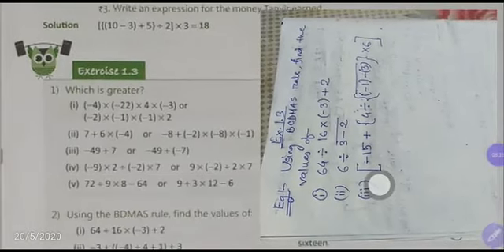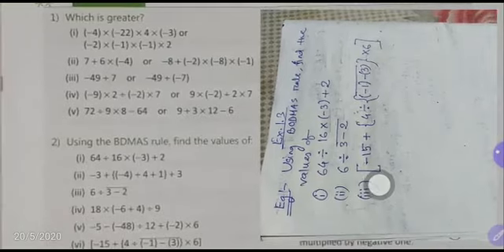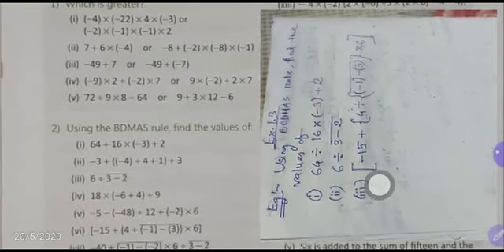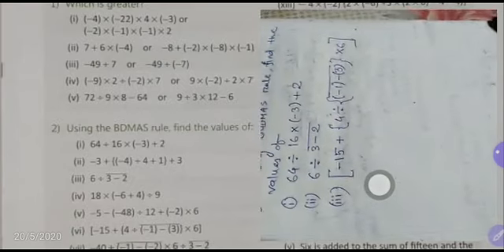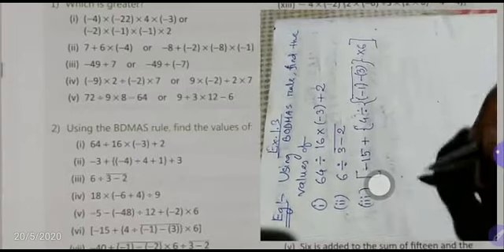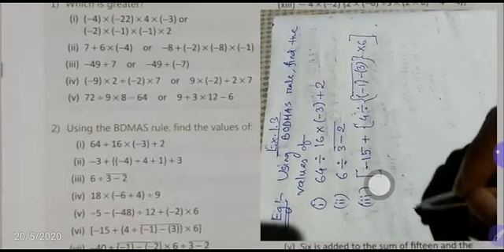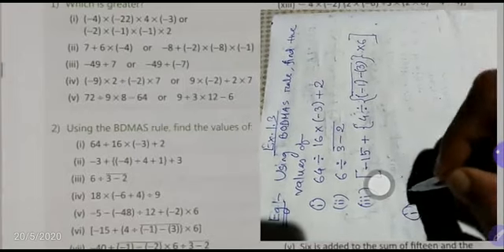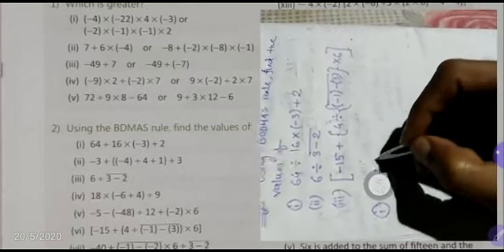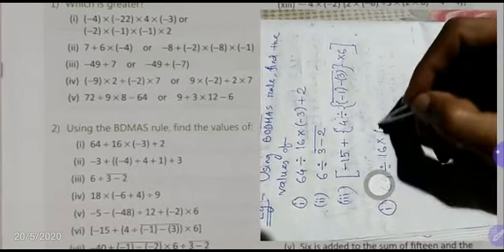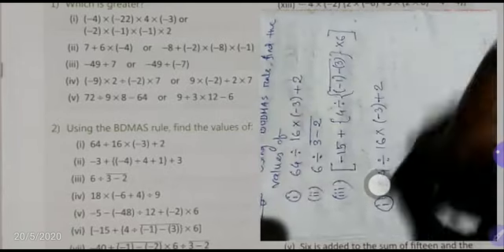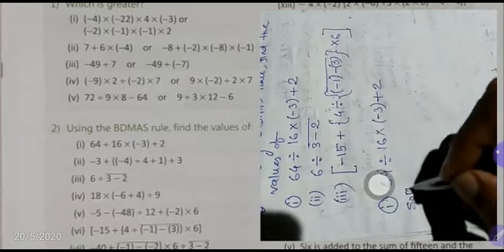Now you see here in your exercise 1.3, from there I have taken these examples. If I solve these examples, then the remaining you can do easily. So the first example I have taken: 64 divided by 16 into minus 3 plus 2. This one we will simplify.